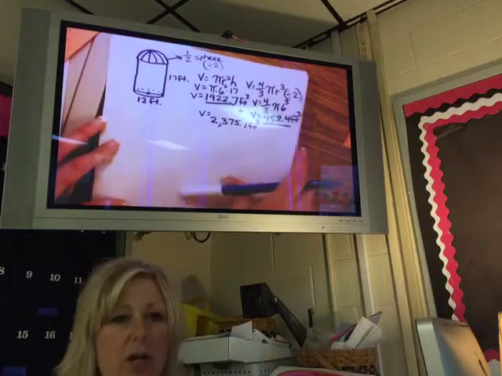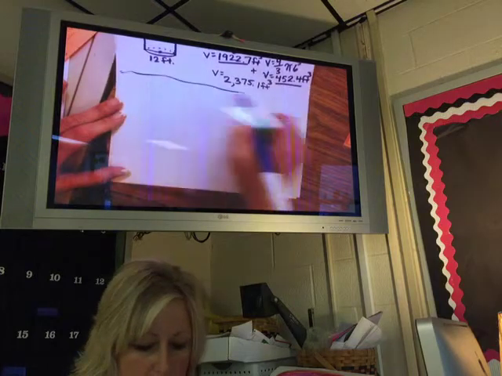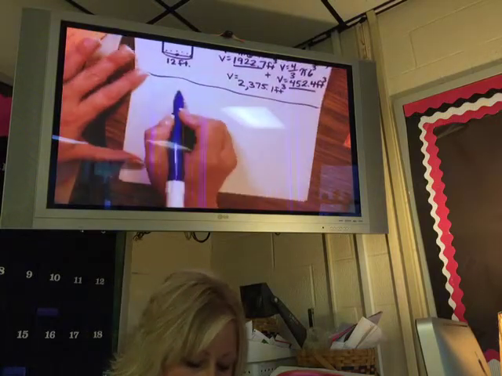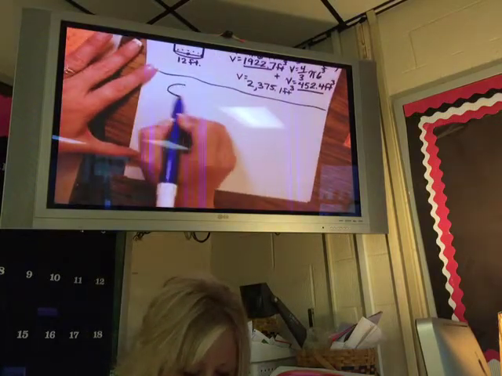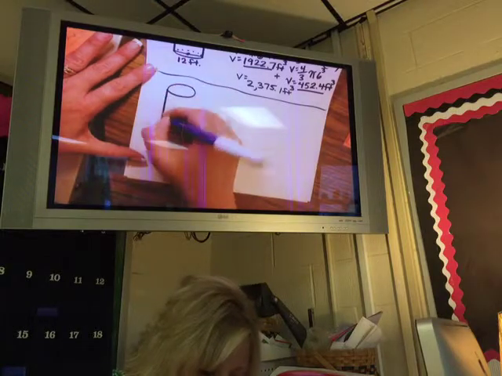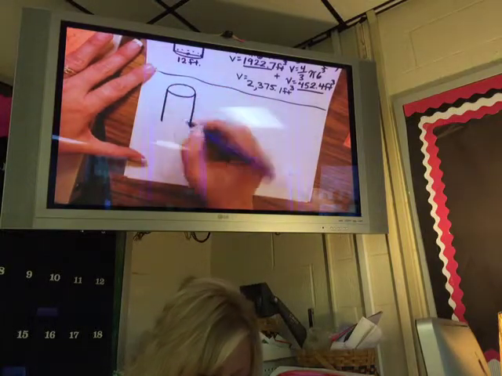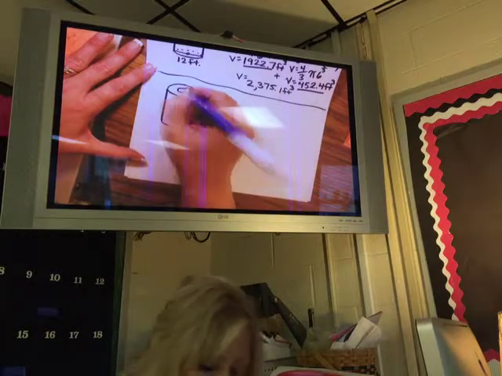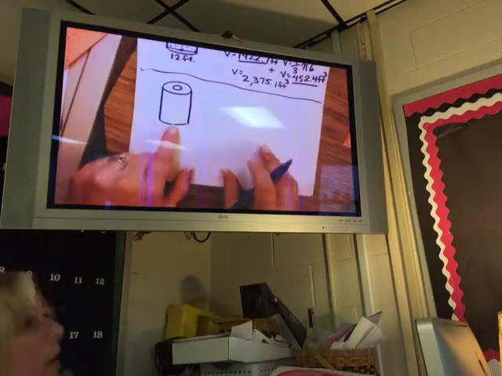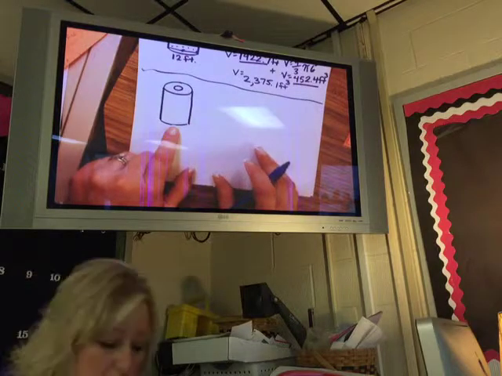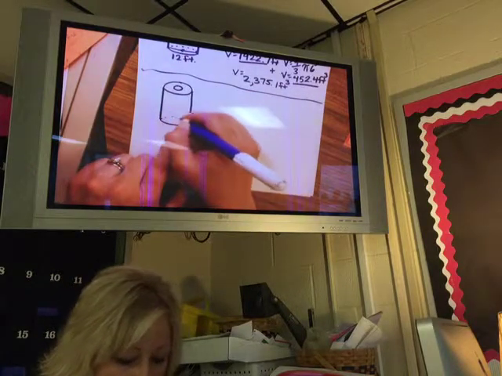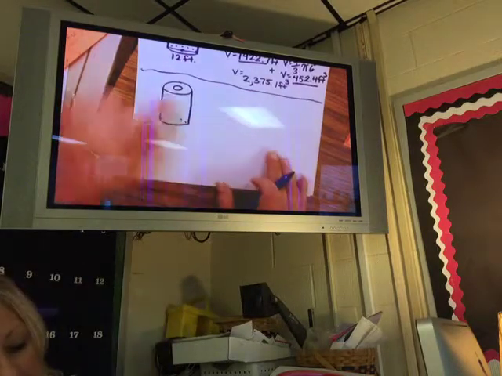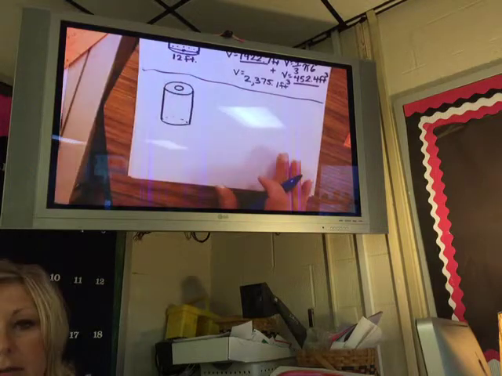Let's try another one. Let's talk about a roll of paper towels. So when you're thinking of a roll of paper towels, what shape is it? Cylinder. A cylinder. So let's draw ourselves a roll of paper towels. But do you realize that there's two cylinders involved? There's a hole in the middle. There's a hole in the center of your roll of paper towels. So, really, you have to take that out, okay?